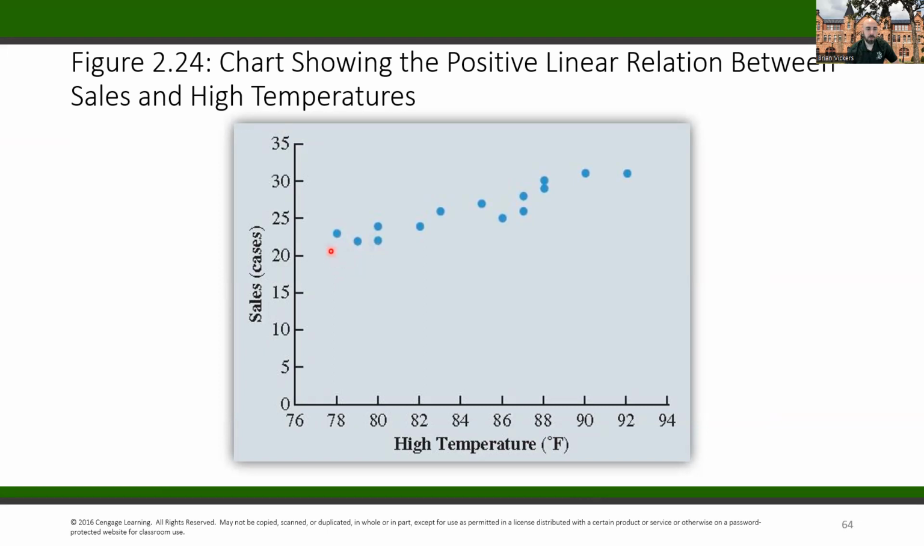And I keep doing that for all of these, and what you end up with is a scatter plot like this. And if you look, you could conclude that it certainly appears that as the temperature goes up, the number of sales of bottled water goes up, from 23 up to 30 or so.